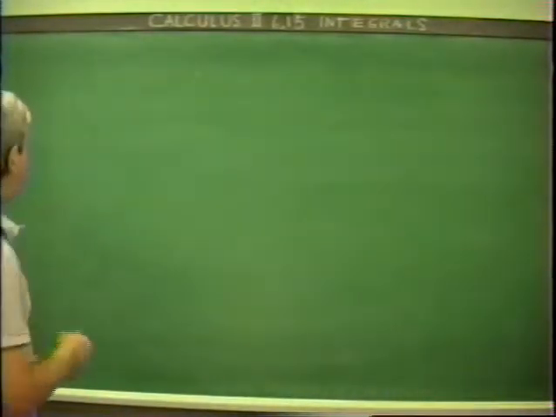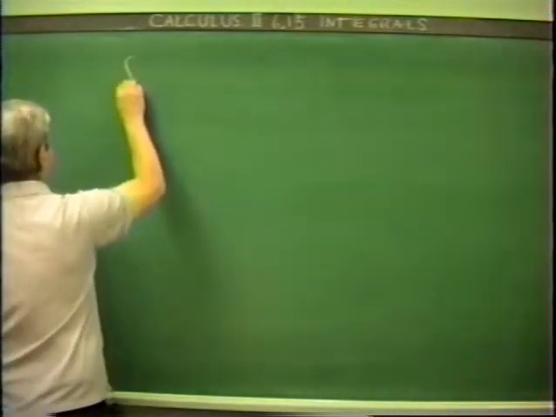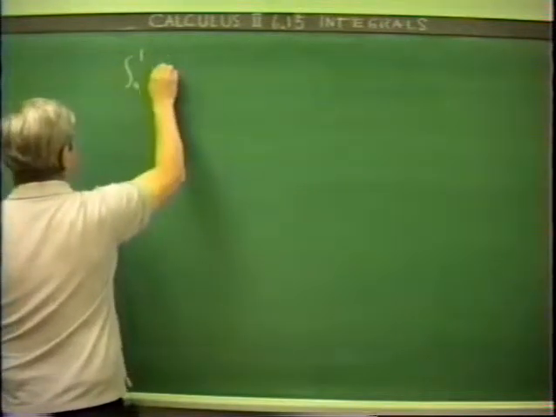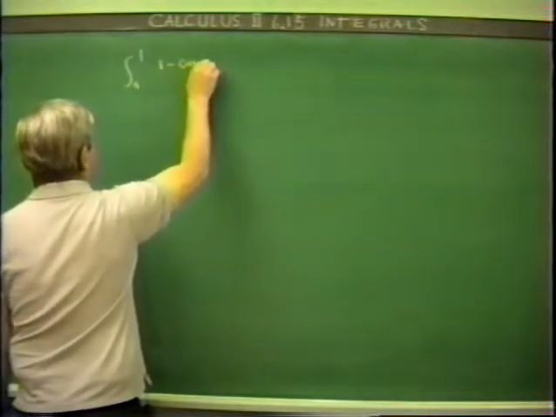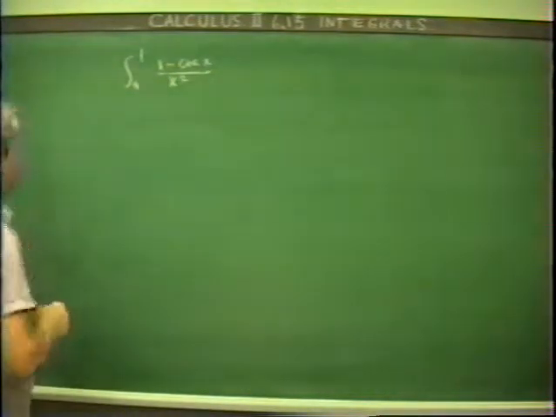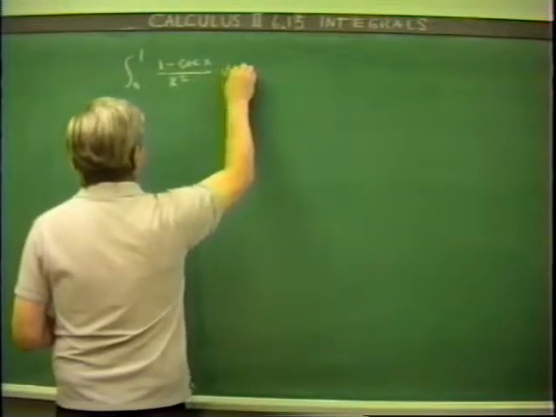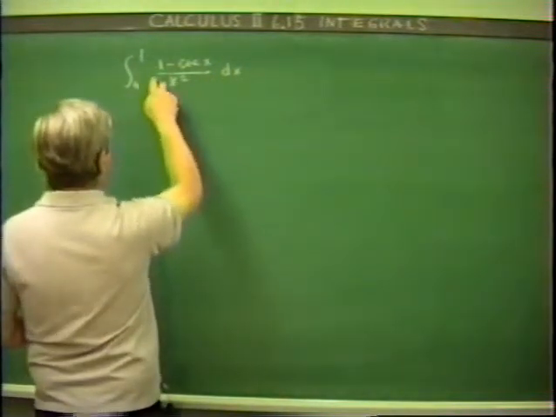So I'm going to take a look at some places where power series are used. They can be used any place where you would like to have the function, but it's not easy to use the function. And one of those places is when you're looking for an integral of a particular function. Let's take a look at the integral from 0 to 1 of 1 minus cosine x over x squared.